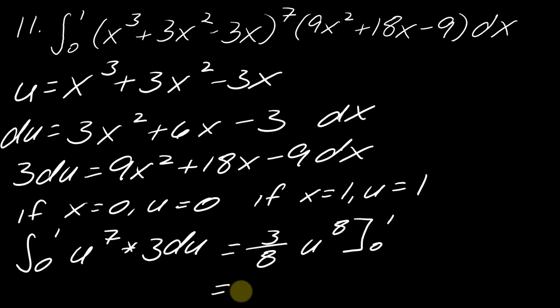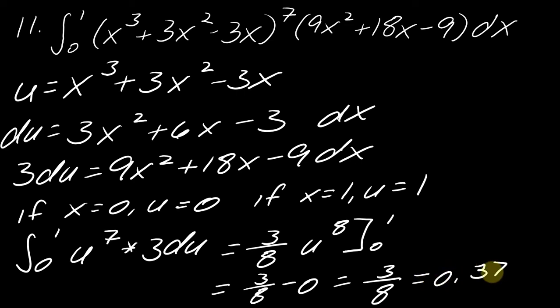And then I can just go ahead and evaluate this. So this becomes 3/8 minus 0. So at the end of the day, my answer is just 3/8. Or if you wanted the decimal version, 0.375. There you go.